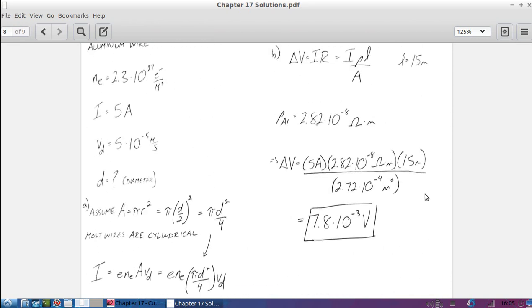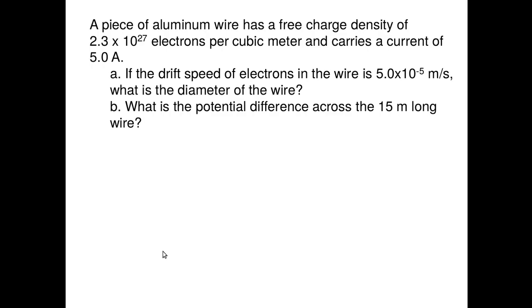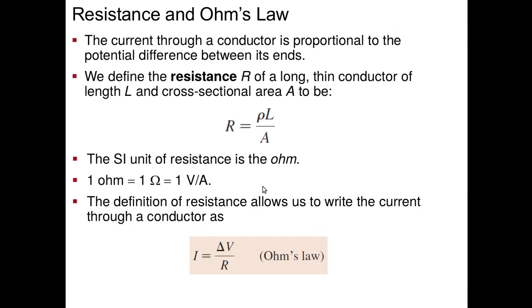The second part says the length of the wire is 15 meters, and we need to know the potential difference across the wire, or the voltage. I know the current from part 1, and I just calculated the cross-sectional area. I looked up the resistivity for aluminum. Actually, I've got it up here on the chart too. So there you go, 2.82 times 10 to the negative 18 ohm meters.